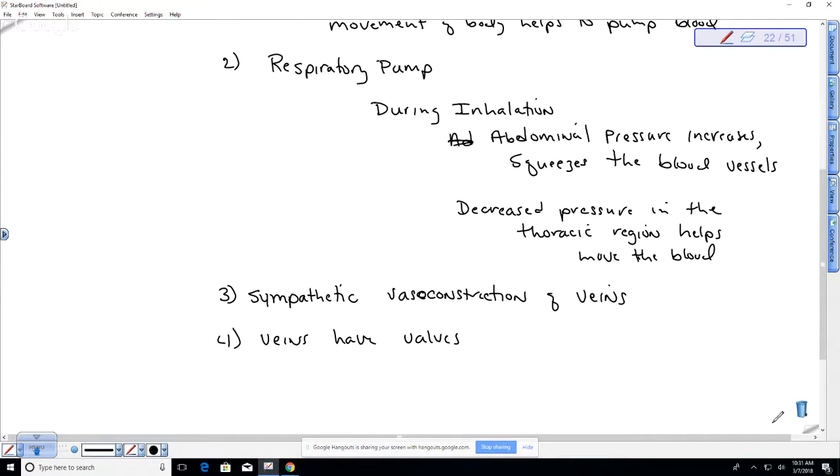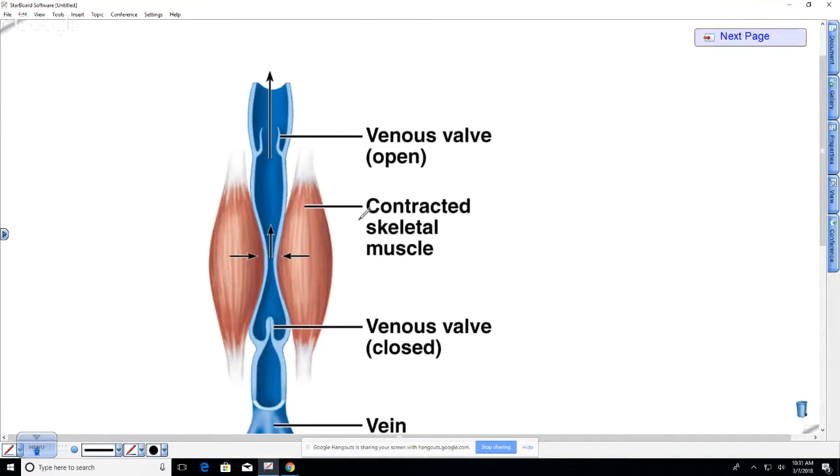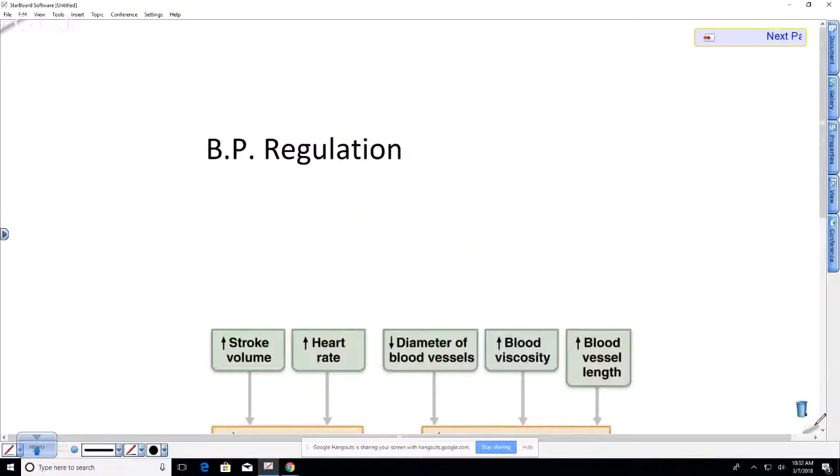Okay. Let's see. So in this diagram, they're showing the muscular pumping action. The contracted skeletal muscles force the blood up. The valves keep the blood from flowing in the wrong direction. Okay.